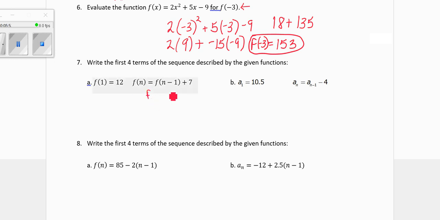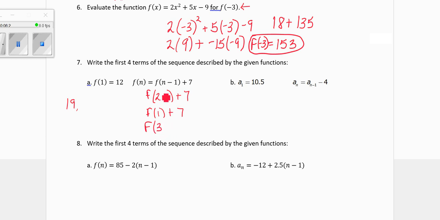to find my next term, 2 minus 1, and then I'm going to add 7, right? So f of 2 minus 1 is f of 1 plus 7. So I'm going to take my first term and I'm going to add 7. So 12 plus 7 is 19. So my next term is 19. I can continue. I can look for my third term.